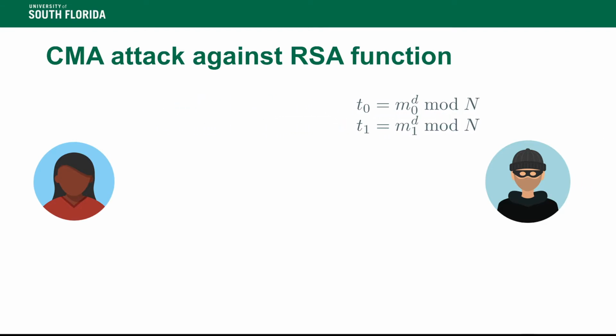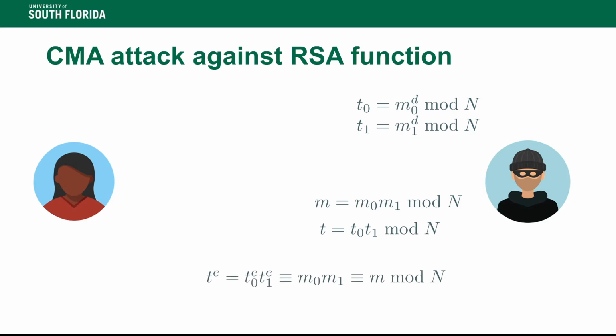The adversary receives those tags, and then the adversary decides that M is the product of the Mi's, and the tag is the product of the tags. And it turns out that the product of the tags is a valid tag for the product of the messages. And because of that, this message-tag pair is always valid. And so the attacker succeeds with probability 1.